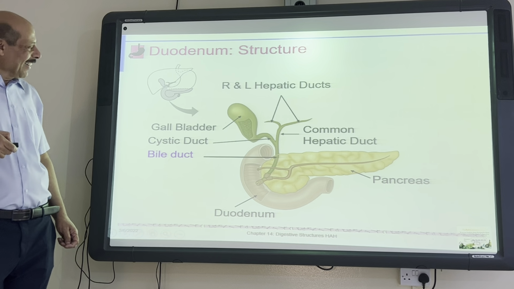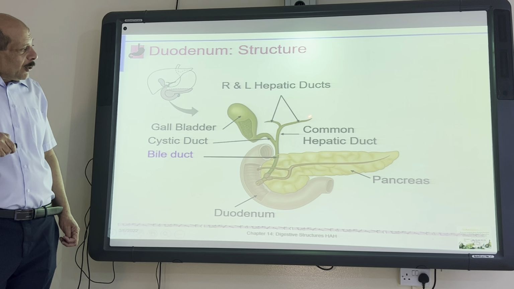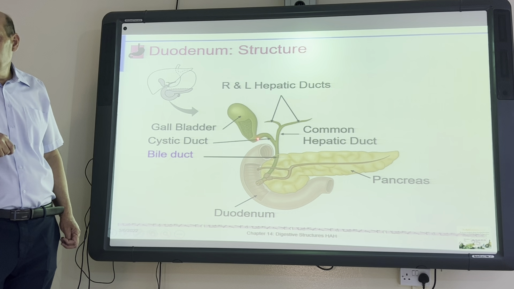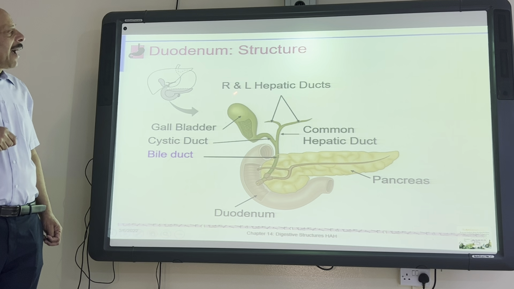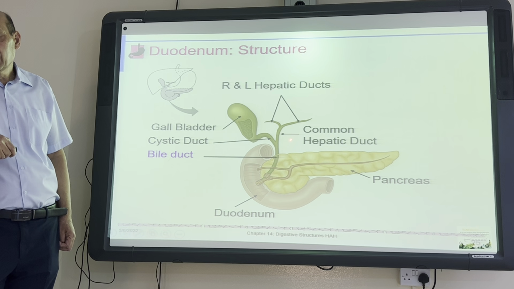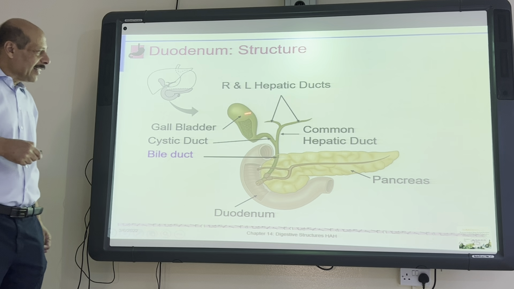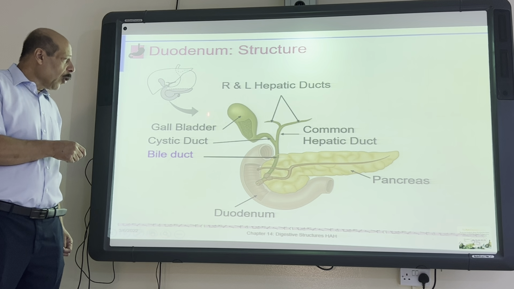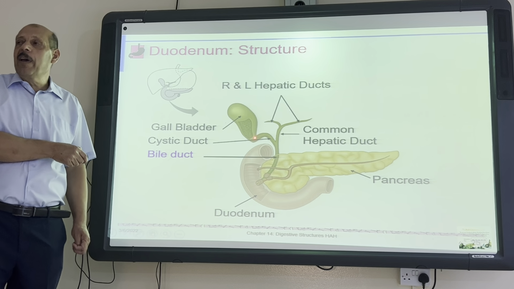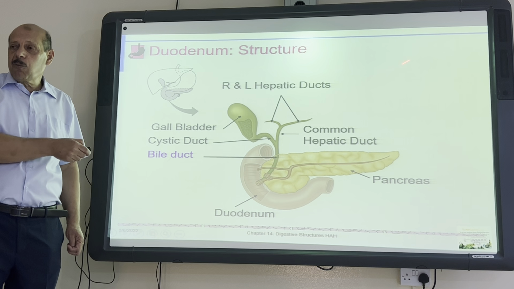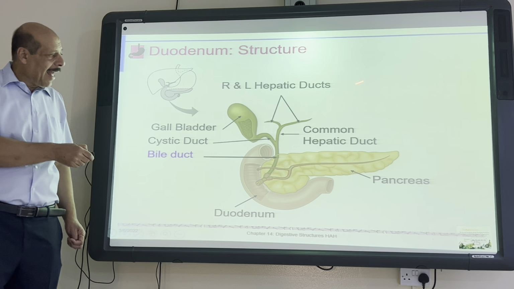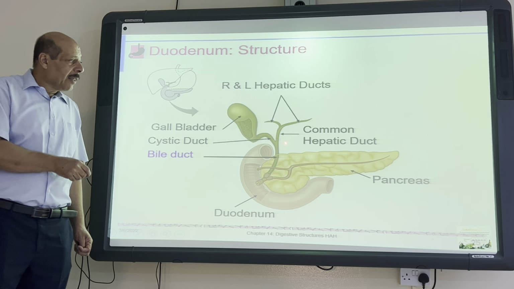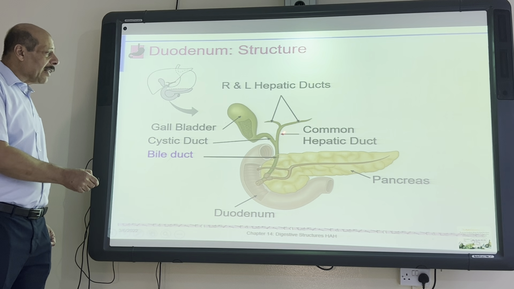And those two canals are coming from the liver. They are the right and left hepatic duct. So the secretion and the bile salt inside the gallbladder, where are they coming from originally? They are coming from the liver, and they are stored in the gallbladder. Then they will be secreted.